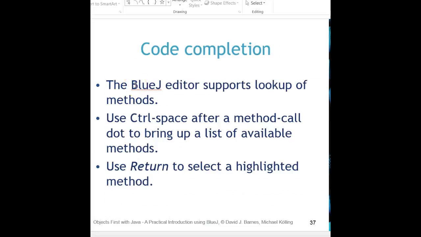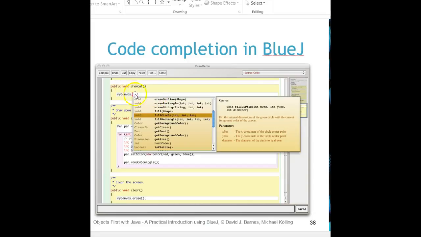For code completion, the BlueJ editor supports method lookup. We can use Control-Space after a method call dot to bring up a list of available methods. We can also use Return to select the highlighted method. So you can use this to see the methods that are available.